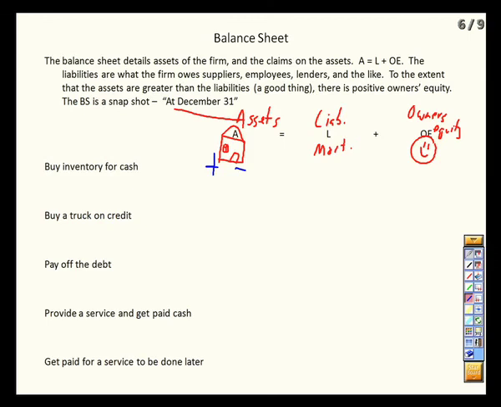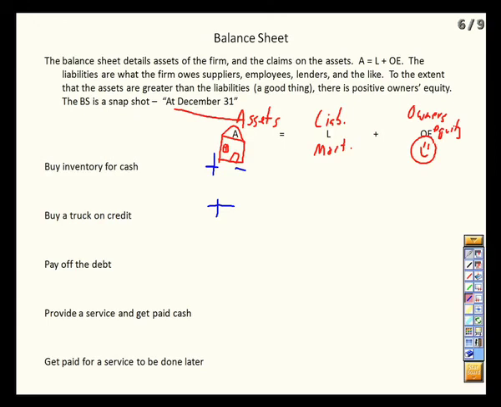So say we bought a truck on credit. We just got stuff, right? That truck is stuff, and we know that stuff is an asset, so our assets just went up. But how did we pay for it? Aha! We didn't. We swiped our credit card because we've got a high limit. Dave married a doctor. So we got a loan.